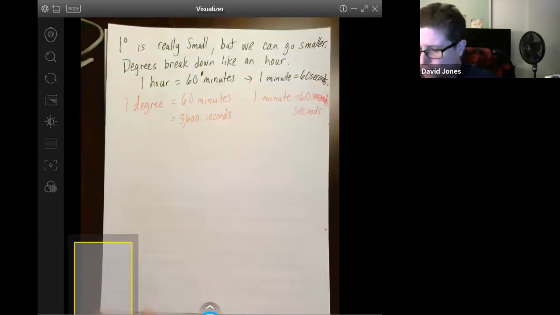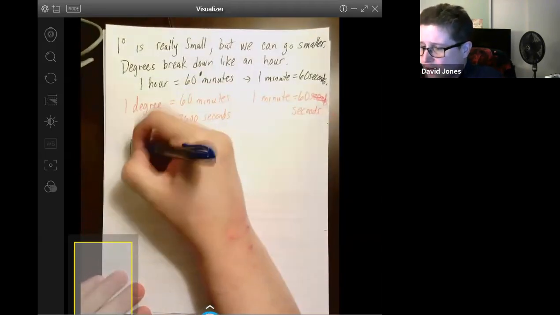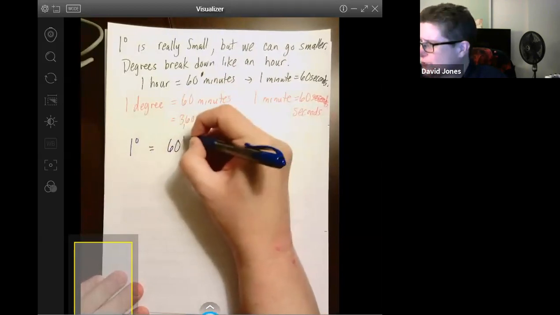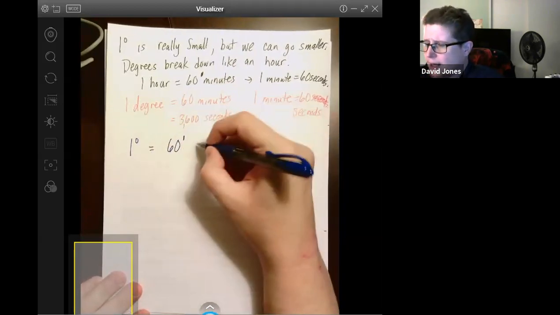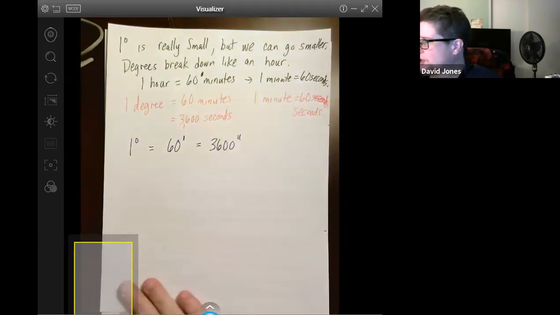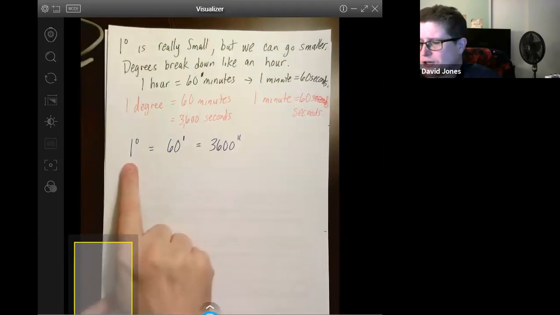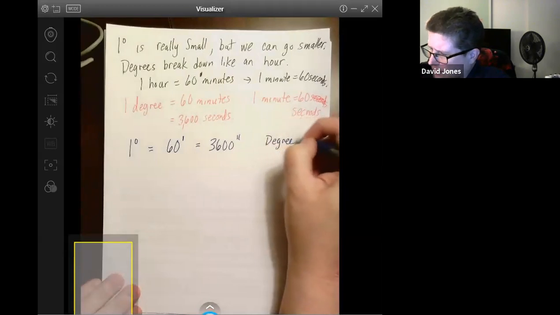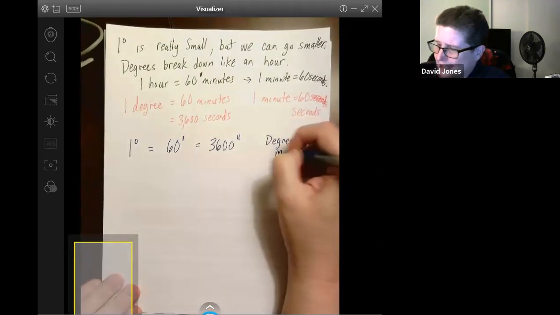So the symbols we use when we're talking about degrees and minutes and seconds in terms of angles, we have that symbol as the degree. For minutes, we just use a single apostrophe. And for seconds, we use 2 apostrophes, like a quotation mark. And this is converting degrees into minutes to seconds kind of thing.